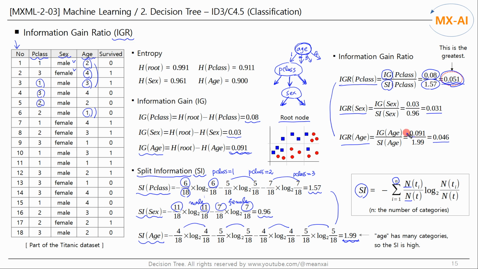The feature age has a large information gain. But since it has many categories, its SI is also large. Therefore, the IGR becomes small like this. Applying IGR first splits the P-class feature, then the age feature, and finally the sex feature.